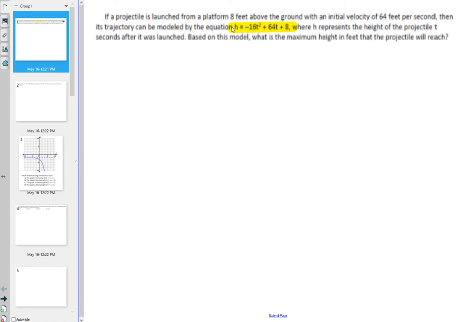Now let's look at the question: what is the maximum height in feet that the projectile will reach? What does that word maximum mean? It does mean vertex, but in this particular case, in the way it's being applied, it's the maximum height. Height is taking the place of the y variable, the output variable. So we don't need both coordinates of the vertex, which is the only one we need.